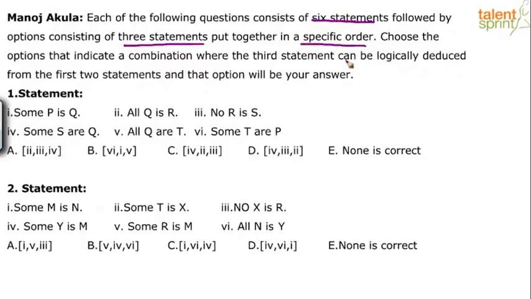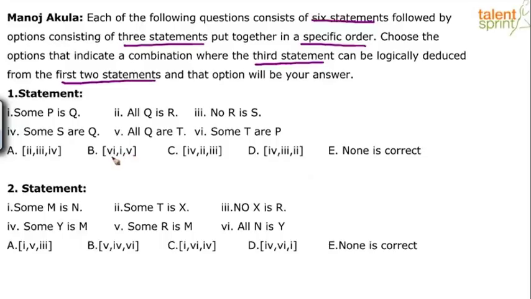Look at the options. Option A here has got 3 statements, 2, 3, 4. Option B has got 3 statements, 6, 1 and 5. And there is a specific order here: 6 followed by 1 followed by 5. 4 followed by 2 followed by 3. 4 followed by 3 followed by 2. Now we have to choose that option where the third statement can be logically deduced from the first 2 statements. So from which of these combinations can we find that the third statement can be logically deduced from the first 2 statements?